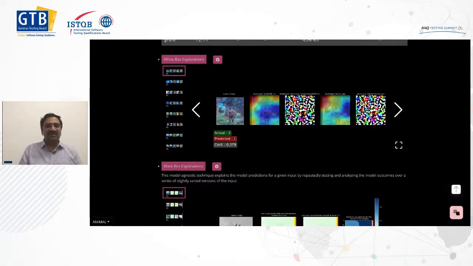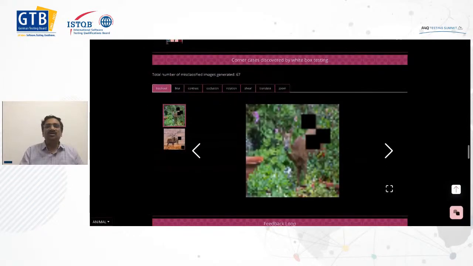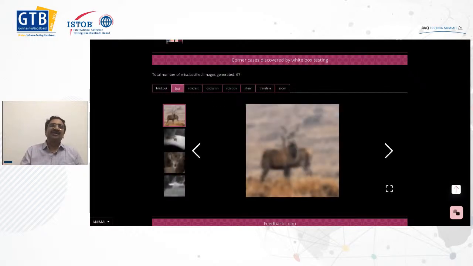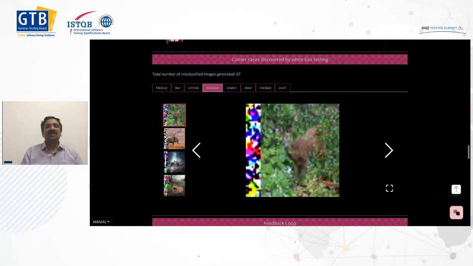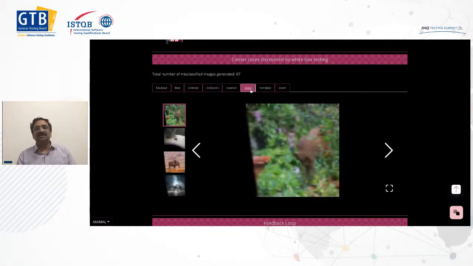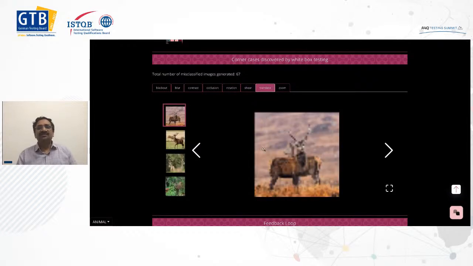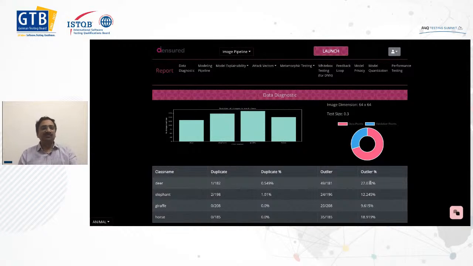There are some more metamorphic relations that are there and things that can be done. For example, I could do corner case detection by doing occlusion. Some portion of the image is occluded. Does my model recognize my image properly? I do blur, right? Is it being recognized properly or not? I do contrast change. Is it being recognized properly or not? And so on and so forth. You can see some rotation. You can see example of shear, right, etc., etc. So you've seen now how metamorphic testing can be done and how it can be used to improve the quality of the model.